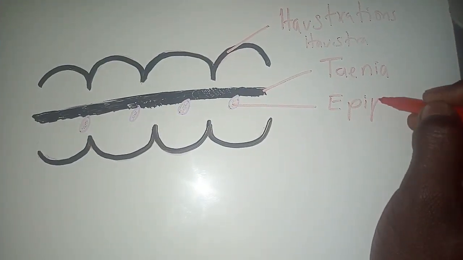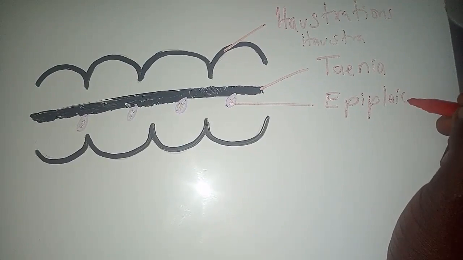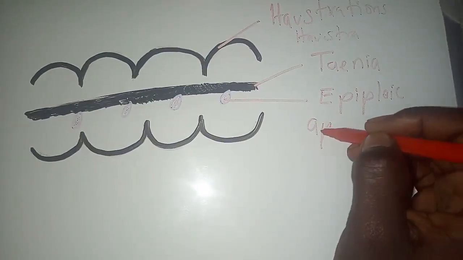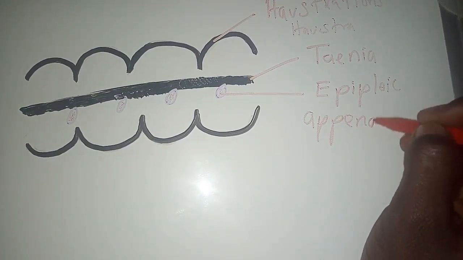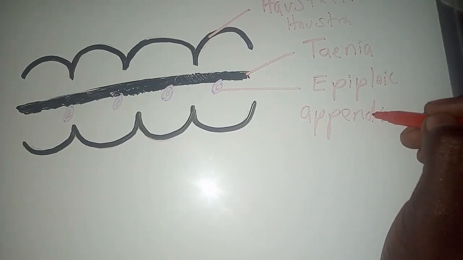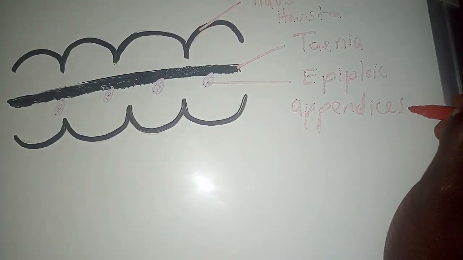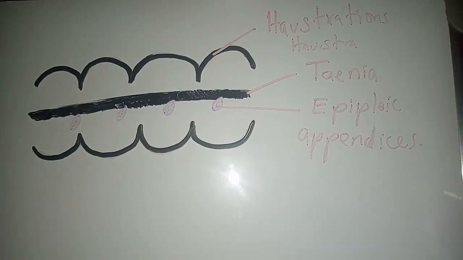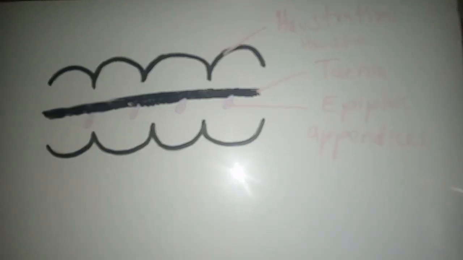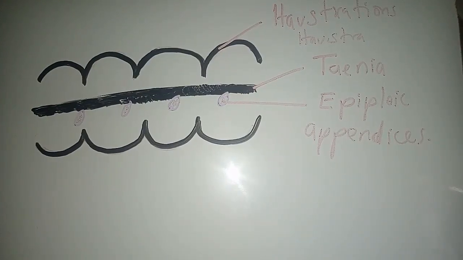We'll now conclude our discussion with the colon. The colon is thrown into folds known as haustrations or simply haustra. There is a longitudinal line running along the colon known as the tinea. So from the tinea we have epiploic appendages, which are simply pads of fat.